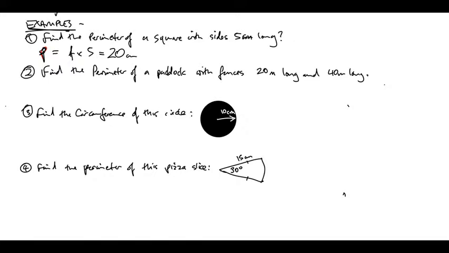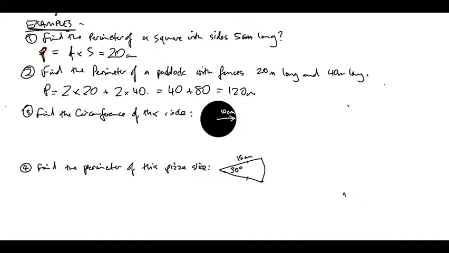Done. Find the perimeter of a paddock with fences 20 meters long and 40 meters long. So we're told it's a rectangle. The shorter sides are going to be 20 meters. The longer side is going to be 40. So perimeter is going to be 2 lots of the 20 meter fences plus 2 lots of the 40 meter fences. 2 times 20 is going to be 40, plus 2 times 40 is going to be 80. That's going to be 120 meters perimeter.